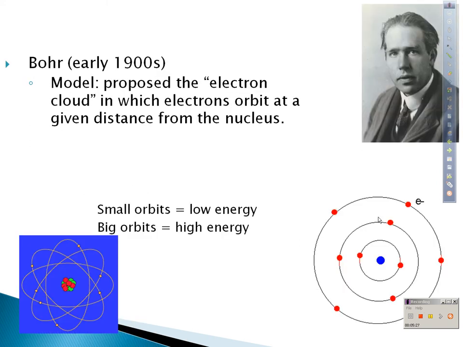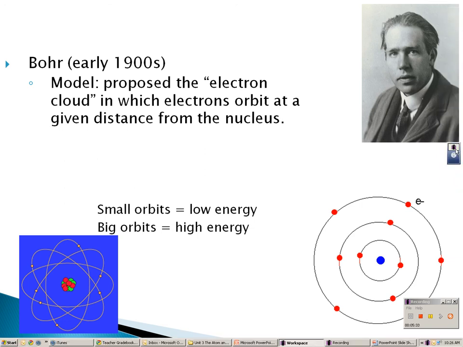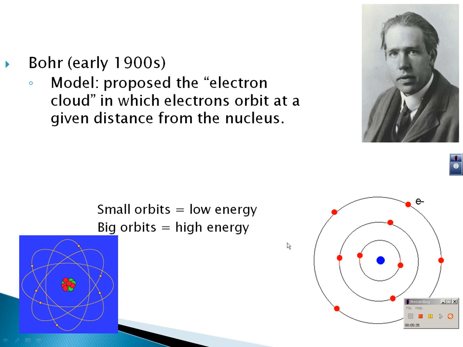Niels Bohr, weird looking guy, but kind of cool. What he proposed was that electrons are in this thing called an electron cloud at a given distance away from the nucleus. The smaller the orbit, the lower the energy. The bigger the orbit, the higher the energy. Think about a racetrack. If you're on the outside of a racetrack, you have to run farther, and if you're trying to stay up with somebody, you have to go faster in order to be at the same pace.